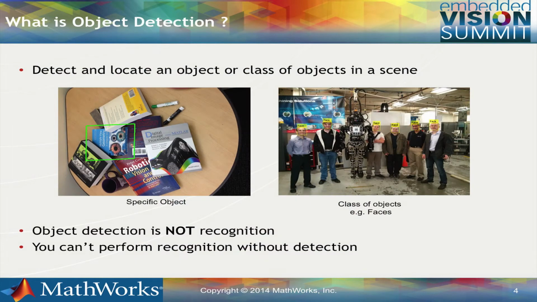So what is object detection? Really simply, it's the detection and localization of an object or a class of objects. It's a little different from recognition, which is primarily what Jan talked about, which tells you what class an object is, or who a person is. Object detection really focuses on: is an object present in an image, and where is it? Another thing I wanted to point out is it's really hard to perform recognition without detection. If you don't have your object localized, it's really hard to perform recognition.